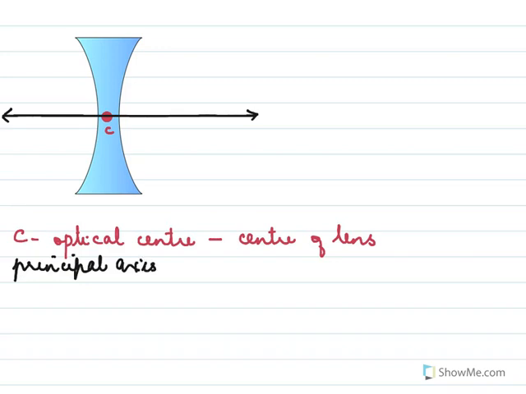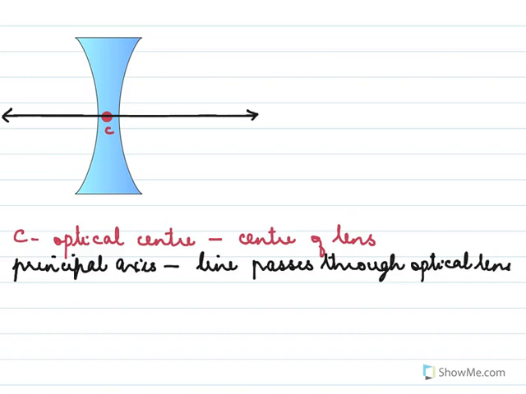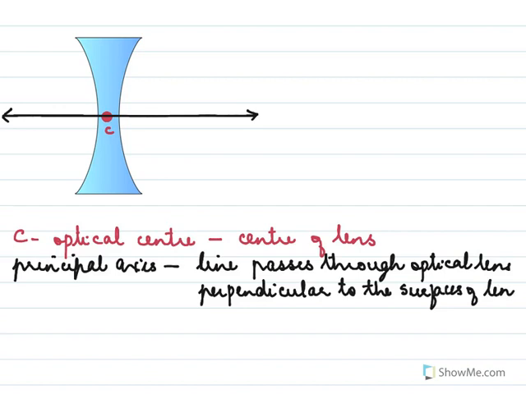And how do we define the principal axis? It has got 2 points: a line that passes through the center, or through the optical center, that is 1 point, and the second point, perpendicular to the surfaces of the lens. So that is the principal axis.